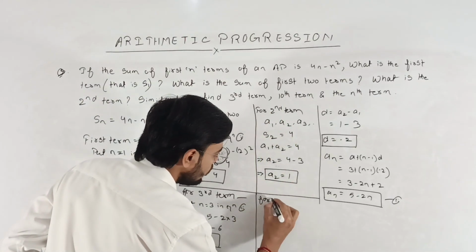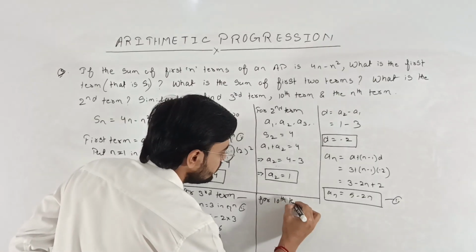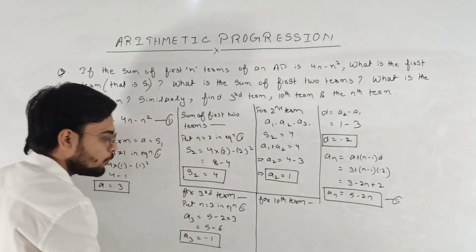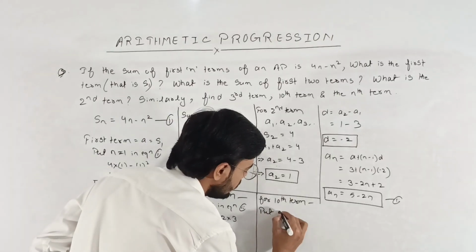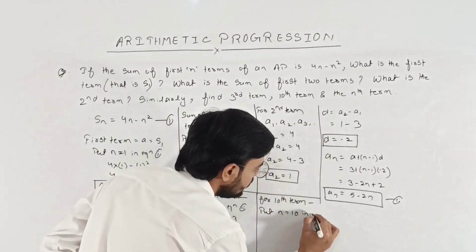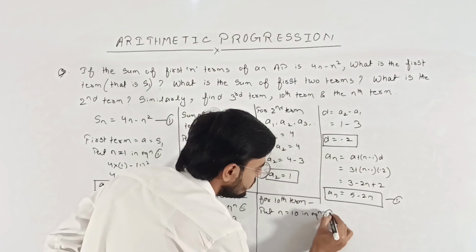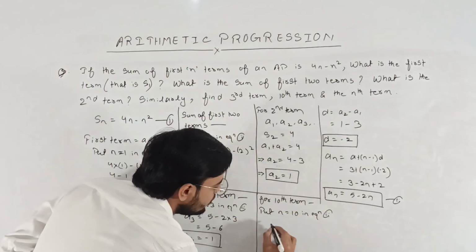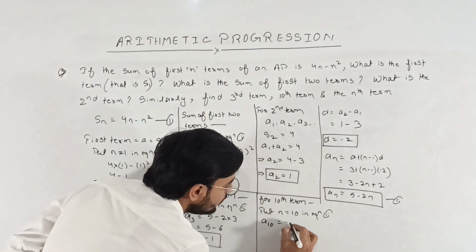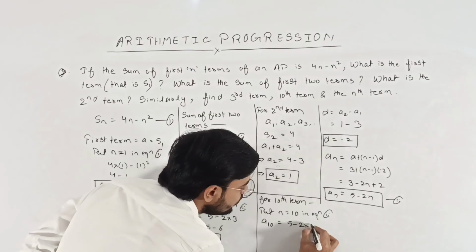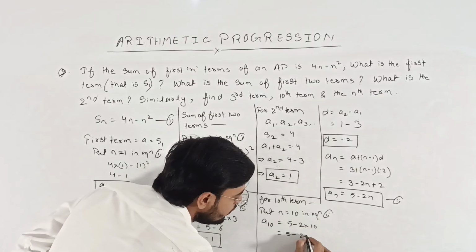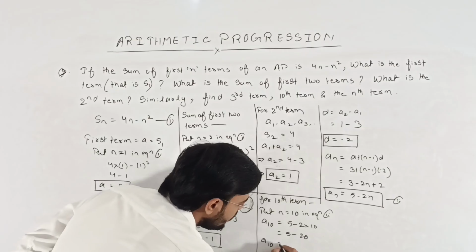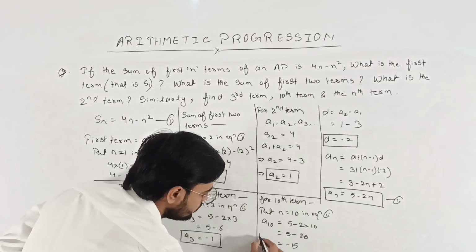Now I have a3, and the last thing, the 10th term. For the 10th term, again I have to put 10 in place of n in equation 2. So a_n is equal to 5 minus 2n, so a10 is equal to what? 5 minus 2 into 10. So from here, 5 minus 20, a10 is minus 15.